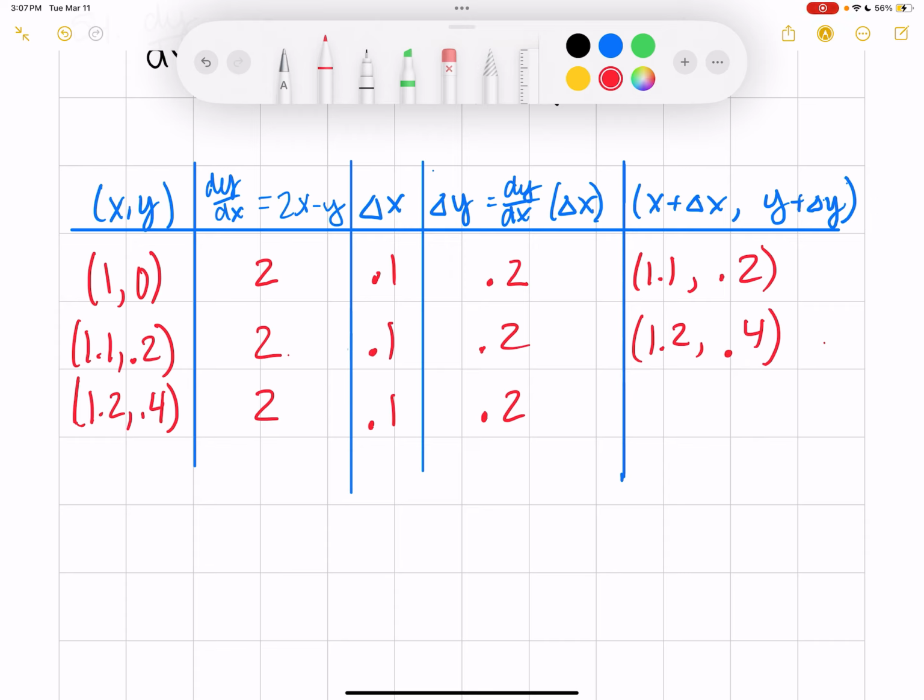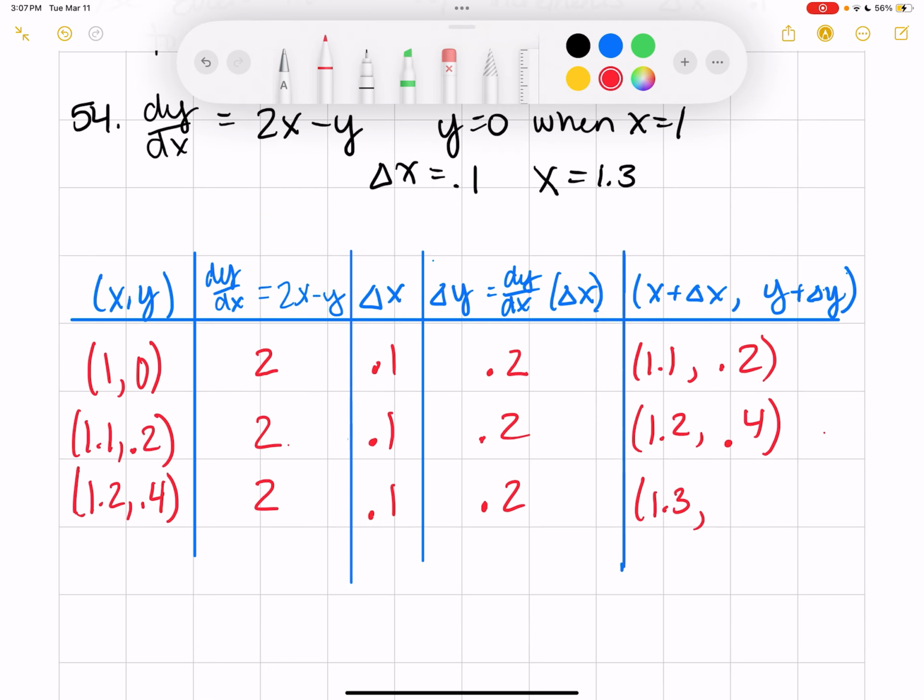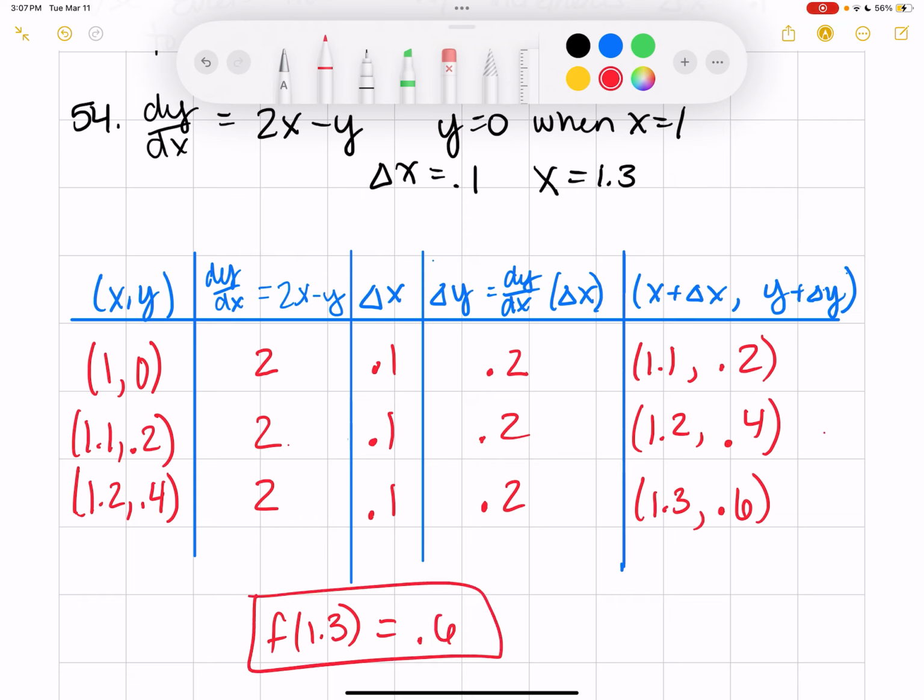And so now we have 1.2 plus 0.1 is 1.3, which is where I was trying to get to. And add 0.2, we get 0.6. So our answer for what we were trying to find is f of 1.3 is equal to 0.6. So all that work to get to this lovely answer here. Oh, we got time.